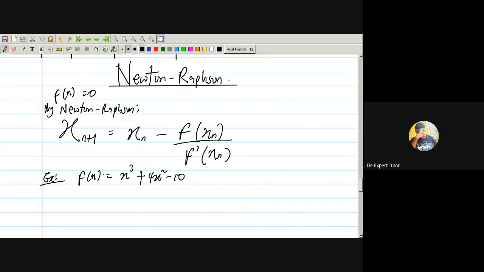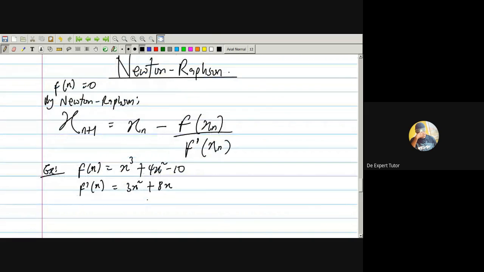Okay, so let's solve by Raphson method. This is the formula. Now pay attention. Observe here. I will have to differentiate because in the formula I'm having derivative. So what's f prime of x? What do I have? 3x squared plus 8x.